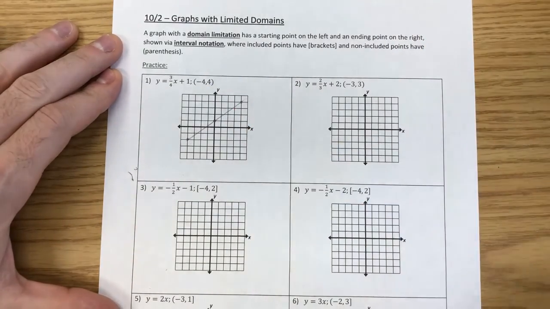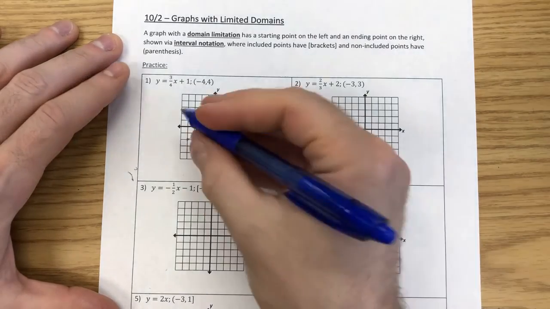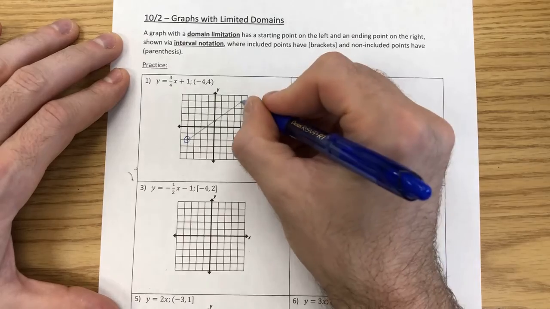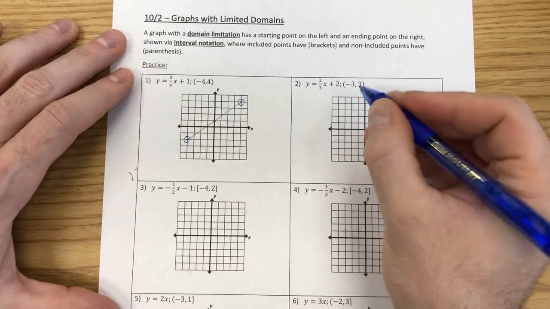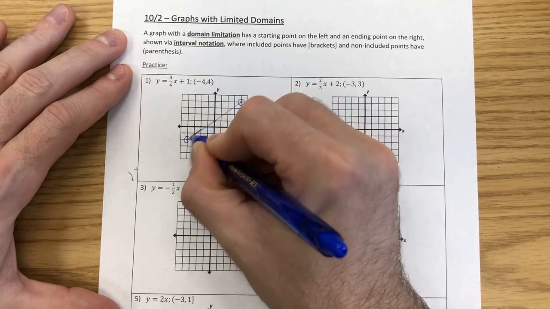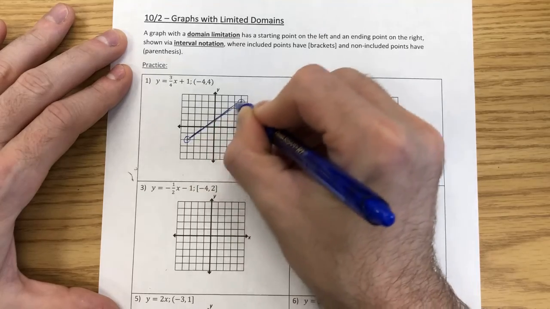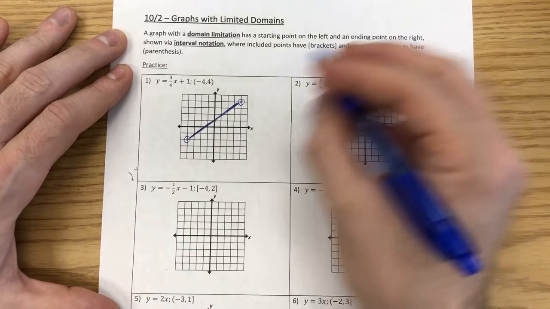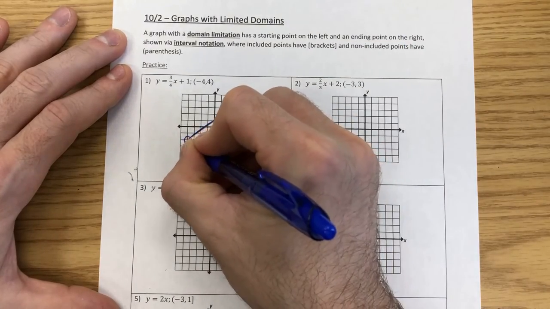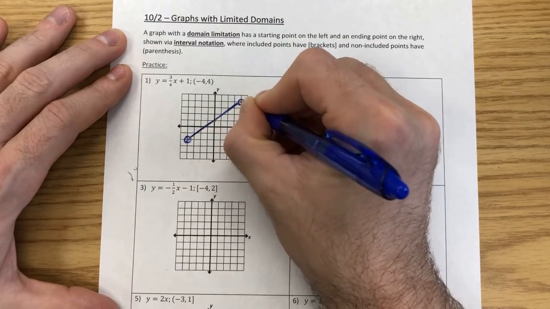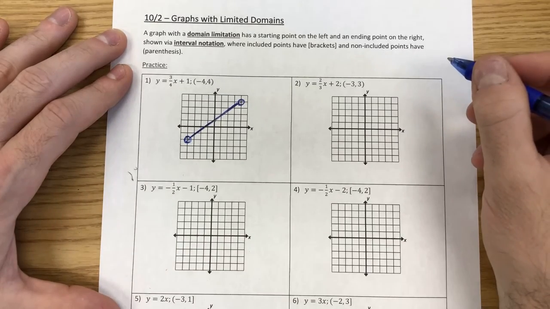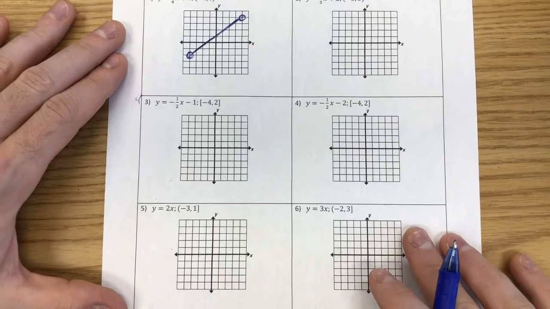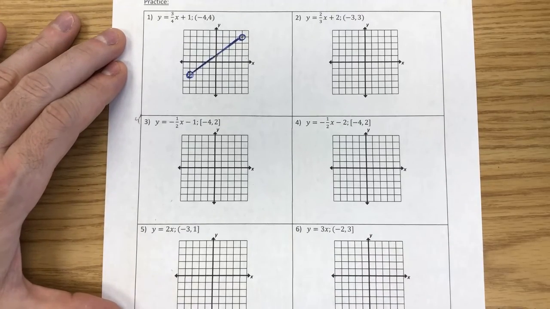And then am I going to include the -4? No. So I'm going to put an open circle. Am I going to include the +4? No. It's going to be an open circle. So what I end up getting is this. It goes from this point, increases at a rate of 3/4 and stops right there. Done. So let's try it with included points this time.